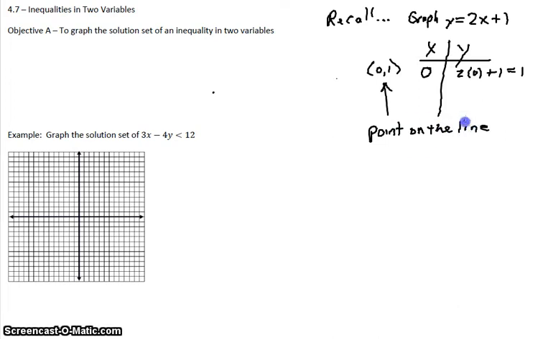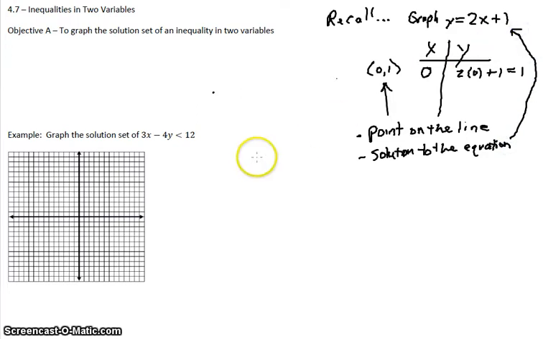And this is the main reason that we graph things. We graph things to find points on a line. But the second thing that this can be interpreted as is that this is a solution to the equation. Okay, that's the more important thing. This is a solution to this equation that we created.